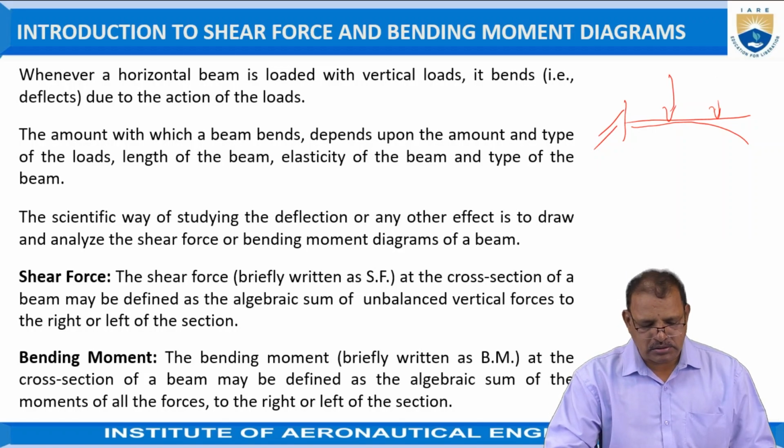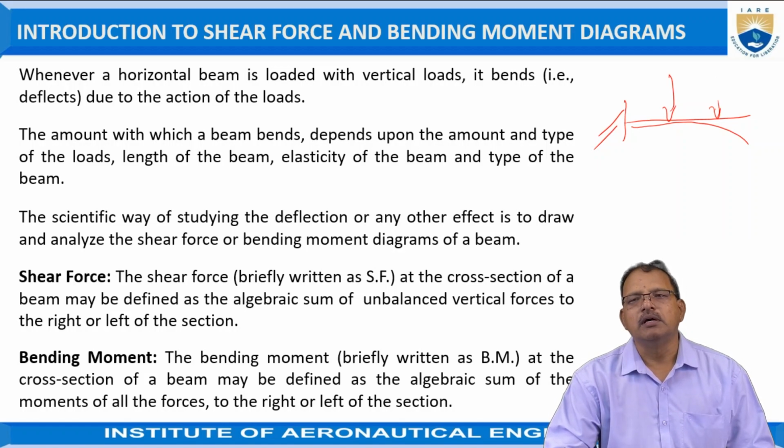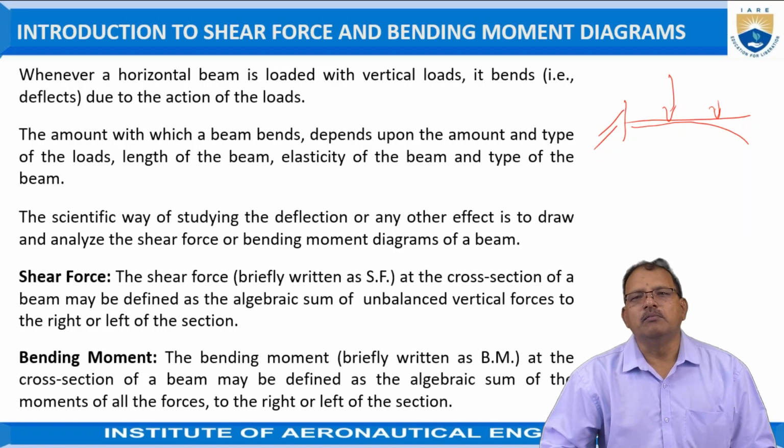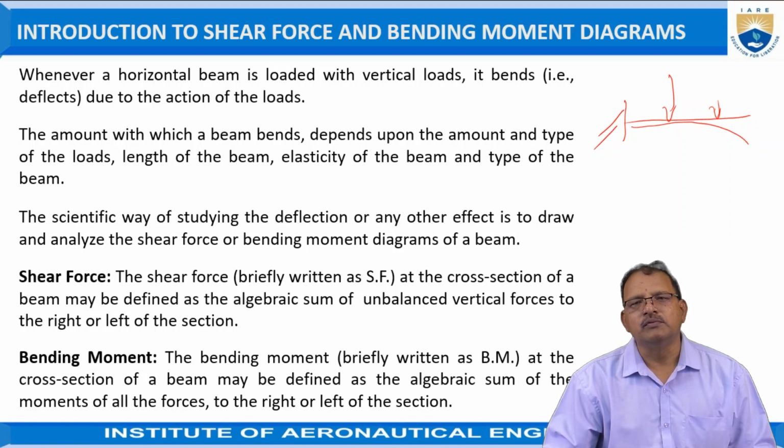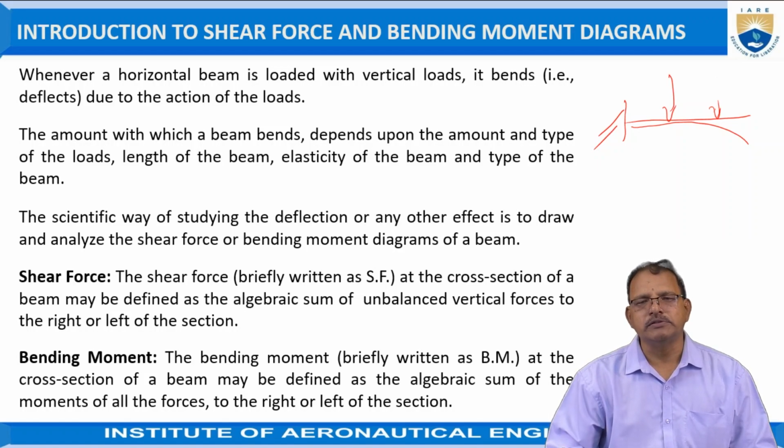The bending moment at a cross section of the beam may be defined as the algebraic sum of moments of all the forces to the right or left of the section. Here the moment is defined as the product of force and perpendicular distance from the point of application of the force to the reference point.